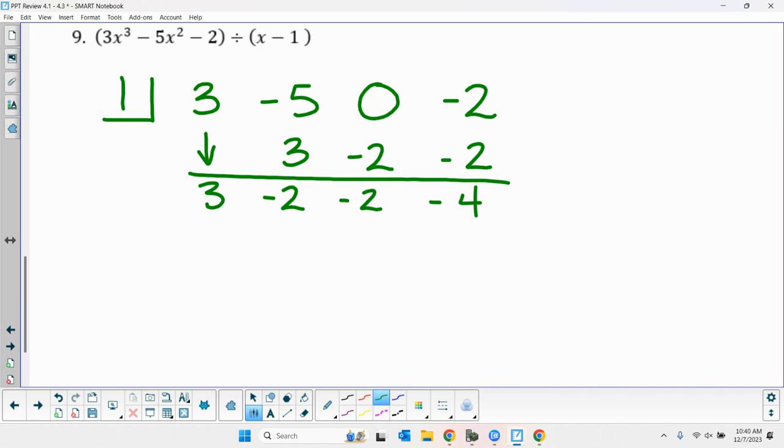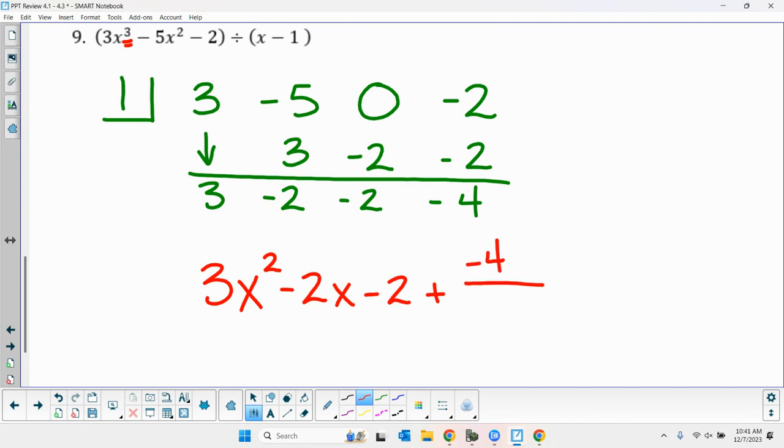Here's another spot where some kids will make a mistake. My answer is 3x to what power? Squared, yes. We started out as x cubed, but it's always one less in our answer. So this is x squared. Sometimes that's where we make a mistake when we write our answer. Then minus 2x, minus 2, and then our remainder. What's my denominator? x minus 1.